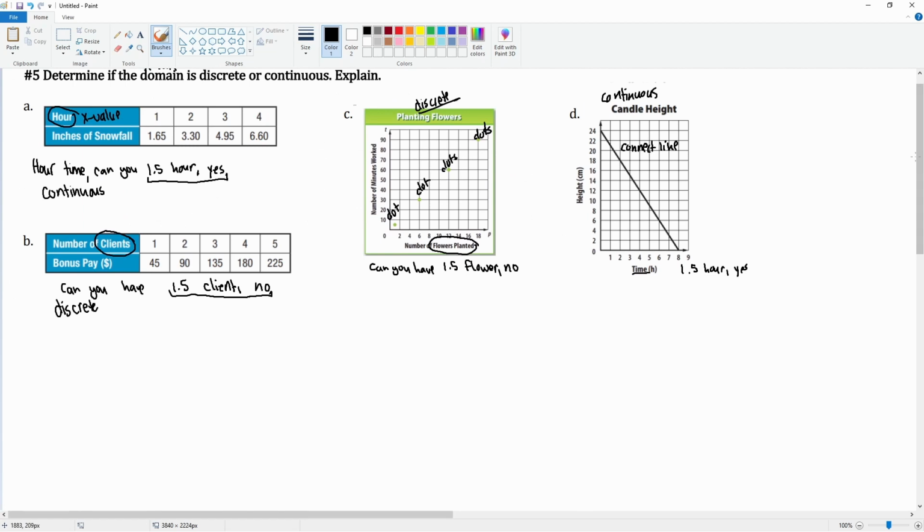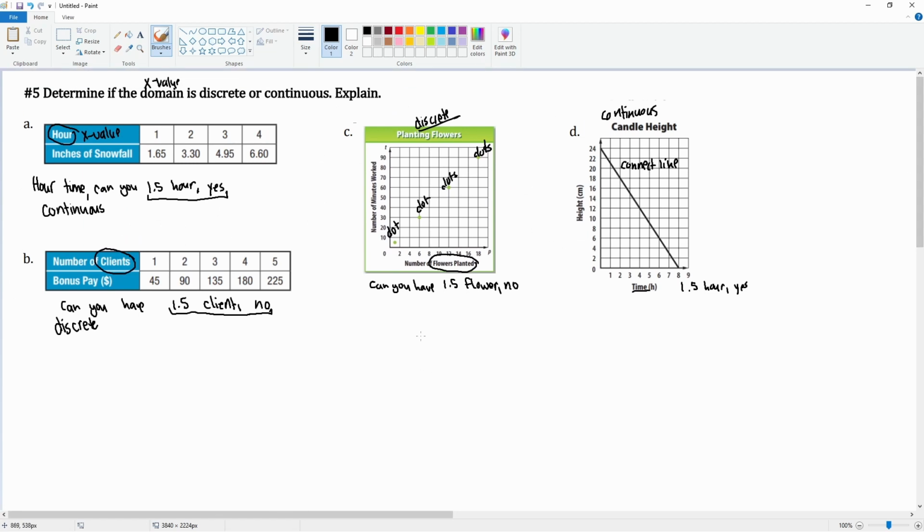That's actually how you determine if something is discrete or continuous, either by looking at the x value and applying the 1.5 rule to it, or you can look at it visually on a chart. Is it a dot for discrete, or is it a connected line for continuous?